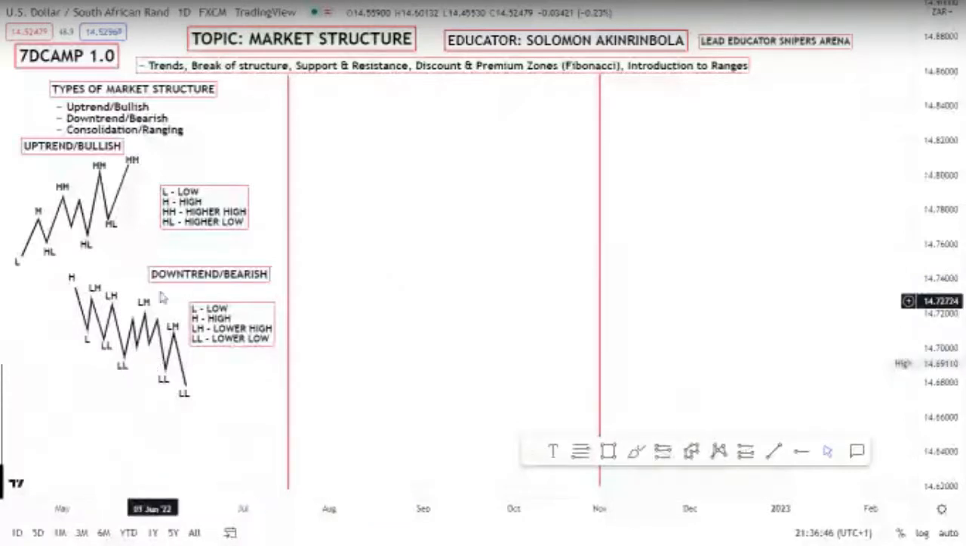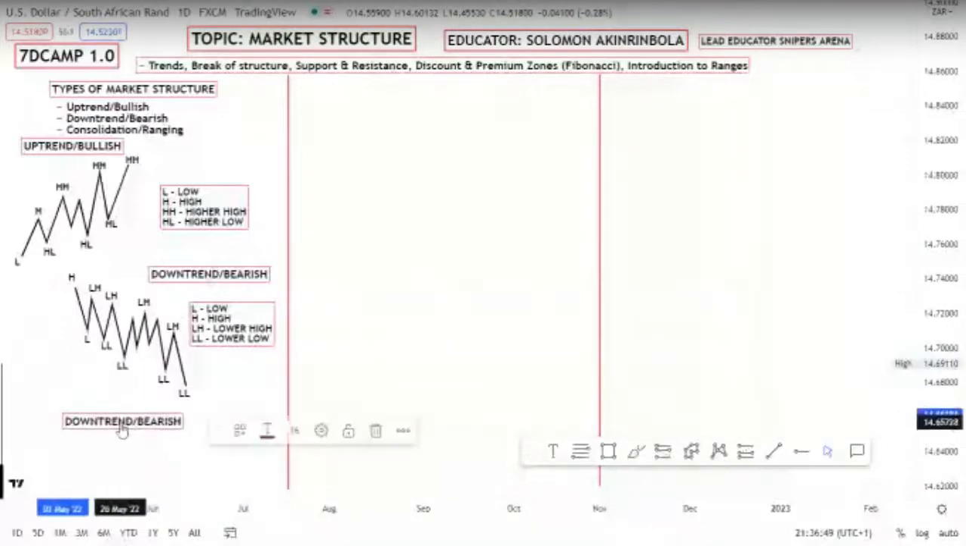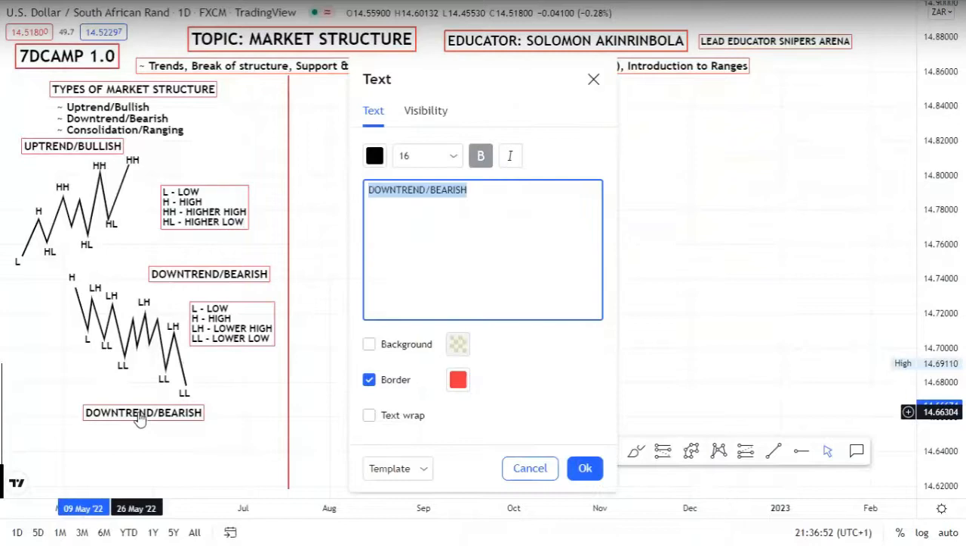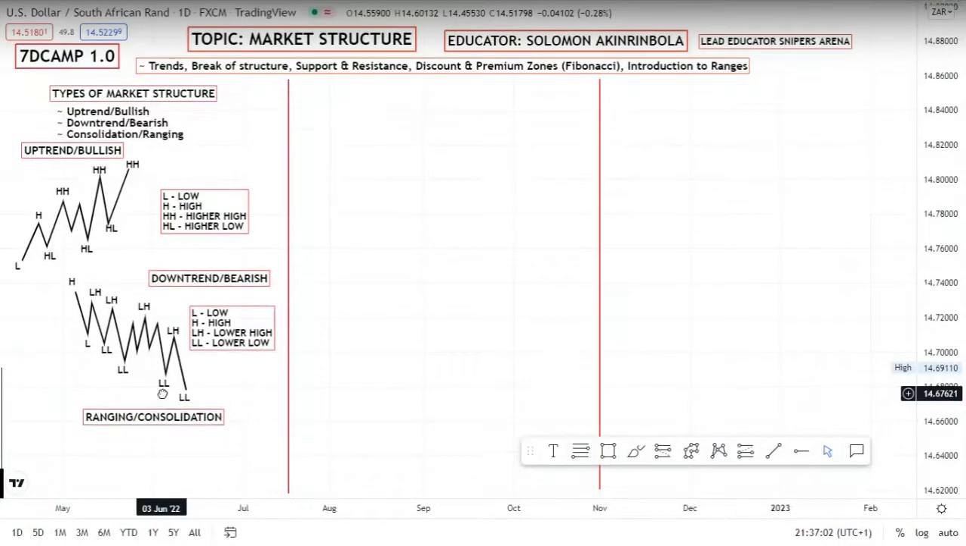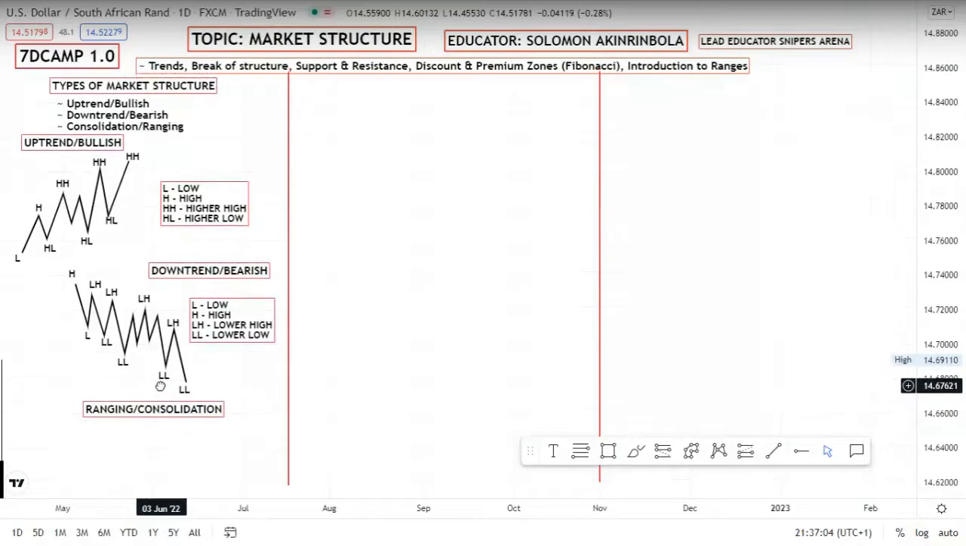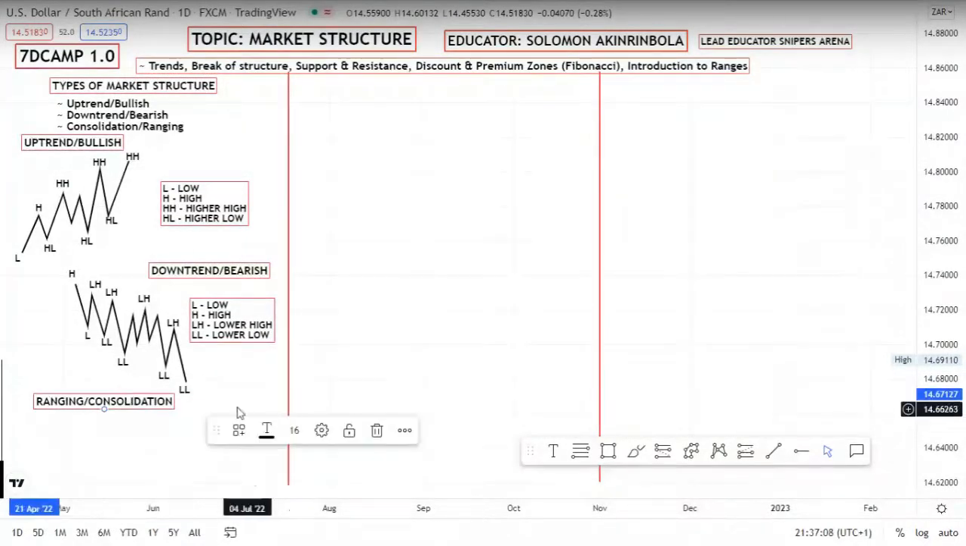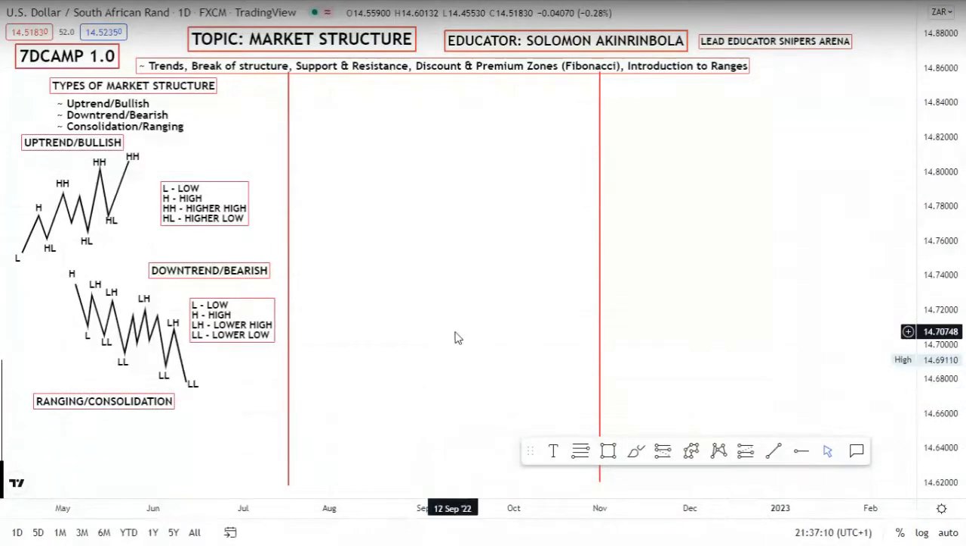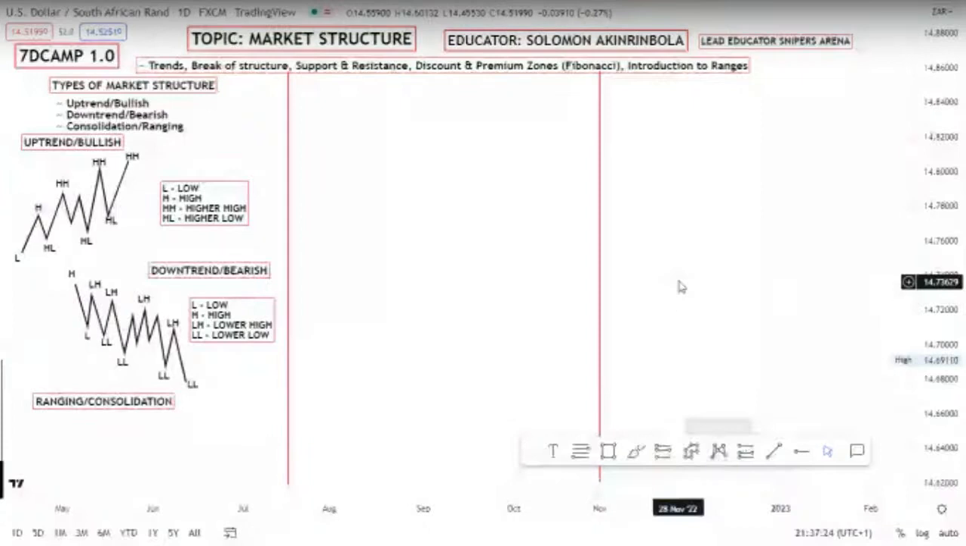Then we go to the next market. All right, so this is the ranging slash consolidation market. I'm just gonna try and explain something in depth. So, ranging and consolidation market. Some other people call it a sideways market. Sideways market. It's always like this.